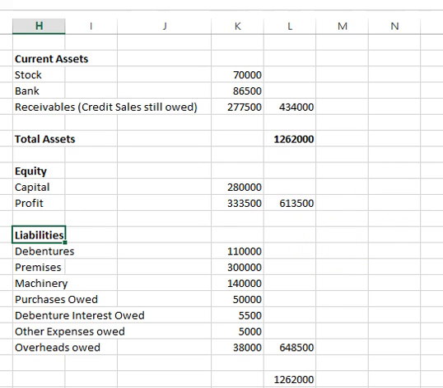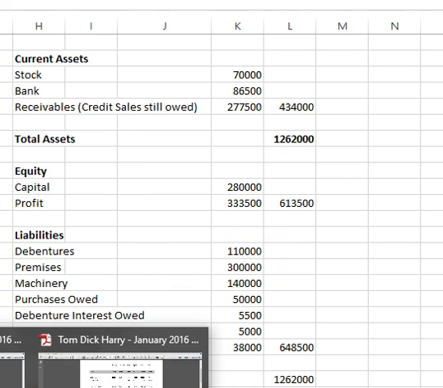We can separate our liabilities into non-current liabilities and current liabilities. However, in this case I've just shown them all together. The first one we're going to look at is our debentures, and debentures is the investors lending money back into the company, and so the company of course owes it out to them. The debentures is 110,000 and is calculated as follows.